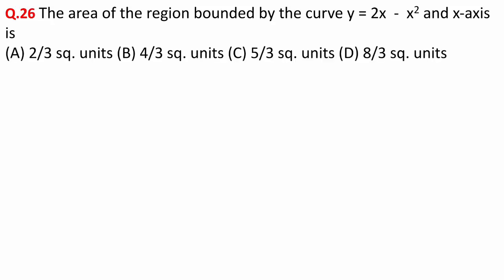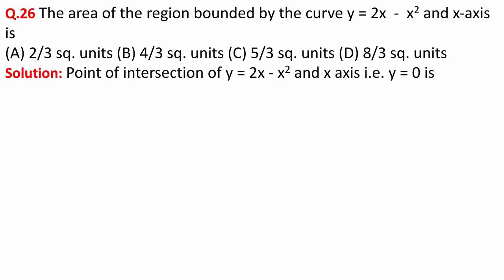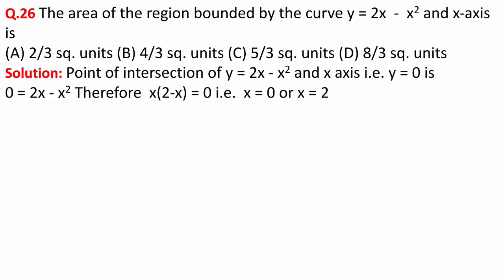The options are A, 2 by 3 square unit; B, 4 by 3 square unit; C, 5 by 3 square unit; and D, 8 by 3 square unit. Solution. Points of intersection of y equals 2x minus x square and the x-axis. We know that the equation of the x-axis is y equals 0, and therefore 0 equals 2x minus x square. Therefore x into (2 minus x) equals 0. Therefore the values of x are 0 and 2.